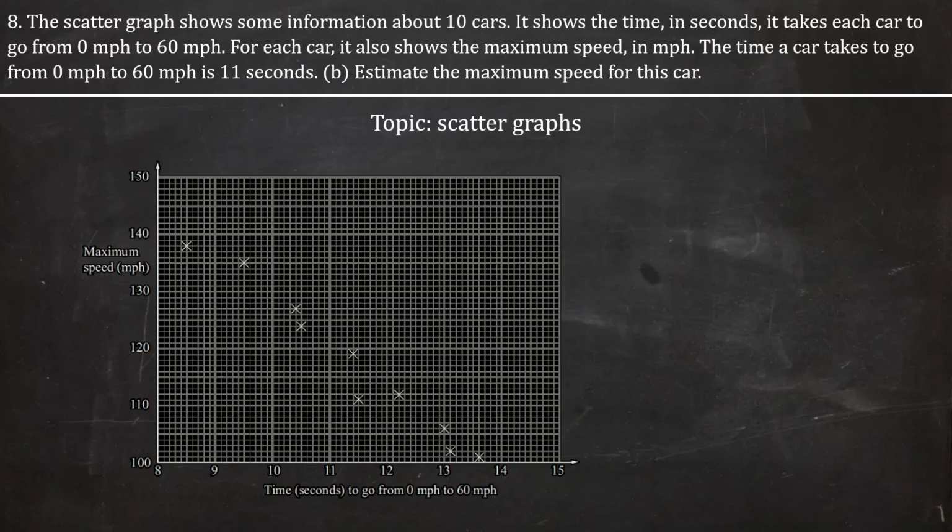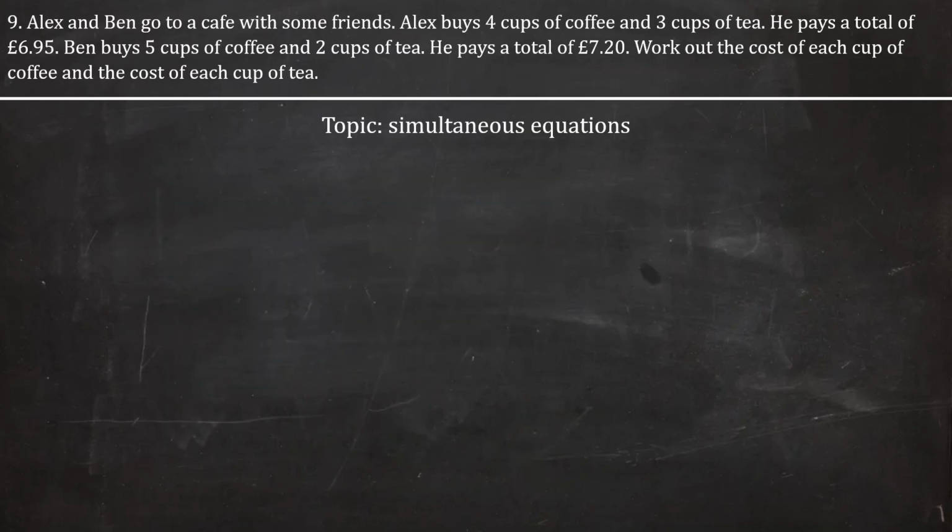So first we need to draw a line of best fit, which mine kind of looks alright. Remember to try to make it kind of the same distance between the points as much as you can. Then we're going to go up from 11 seconds, see where that leads us on the y-axis. So I got 121 miles per hour. If your line of best fit was slightly different, you might have gotten something similar, but as long as you did your line of best fit, you should be getting full marks.